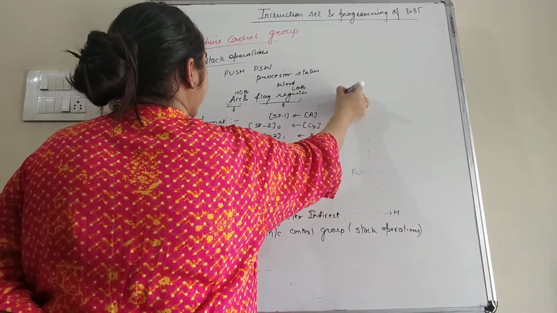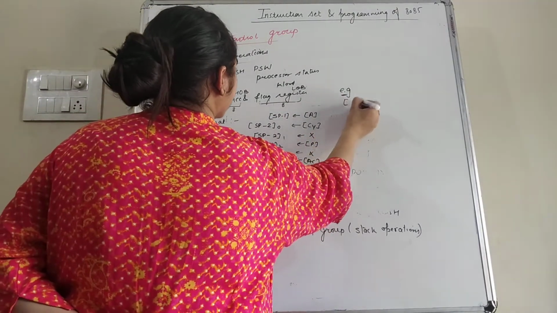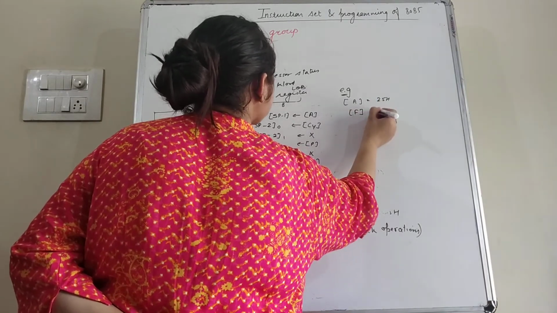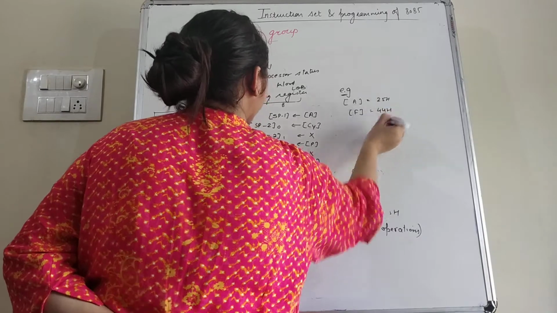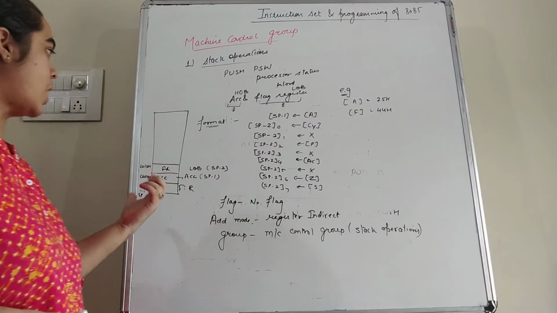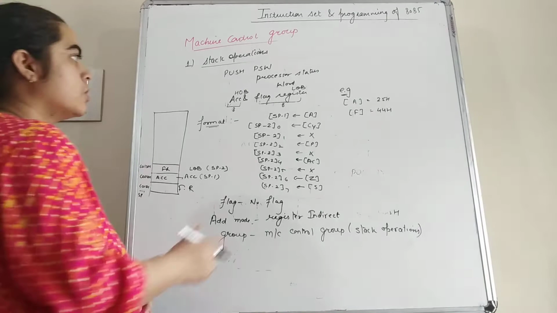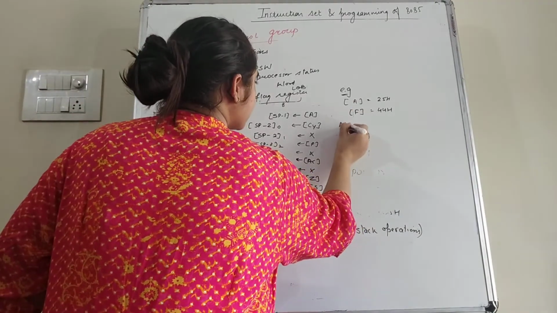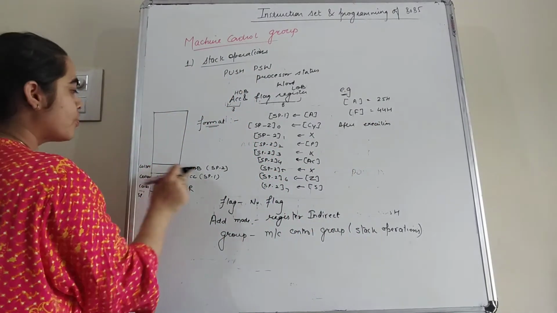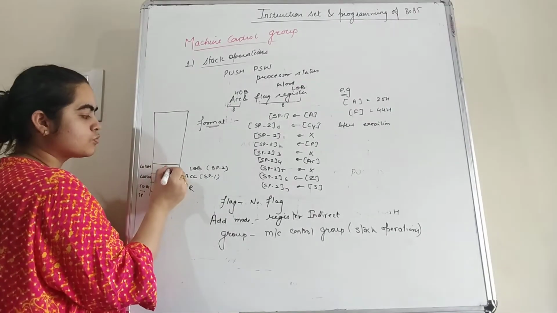Now we can see the example. For example, we have instruction PUSH PSW and the contents of the accumulator are 25H while the contents of the flag register are 44H. So students, we have to push 25H into the higher order byte of stack pointer, and 44H we have to push in the lower order byte. So after the execution of this instruction, the value of SP minus 1 is 25H while the value of SP minus 2 is 44H.